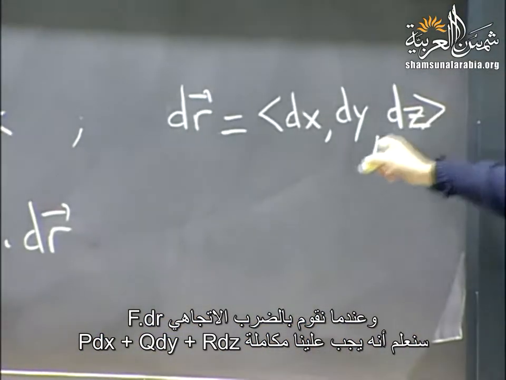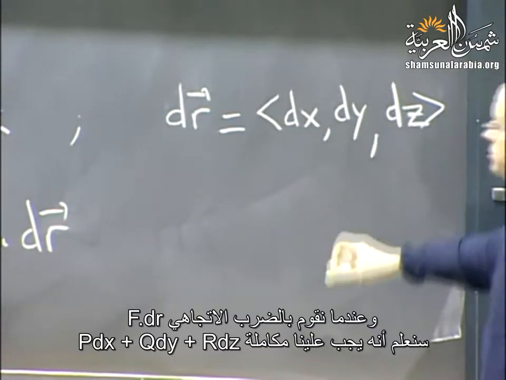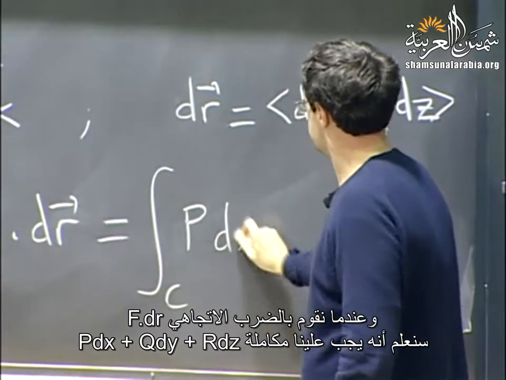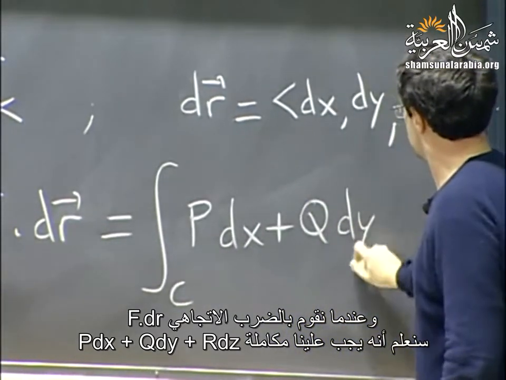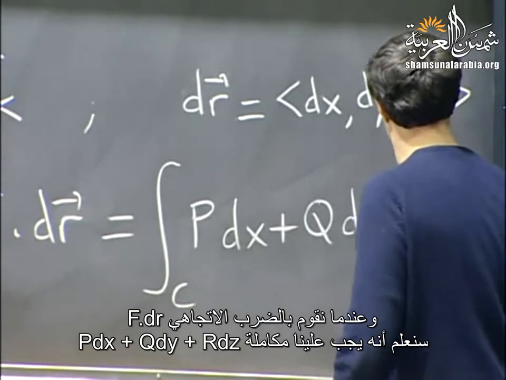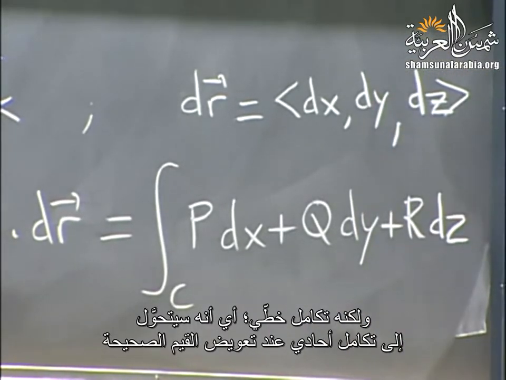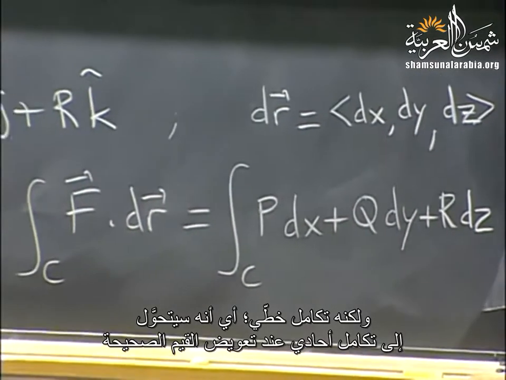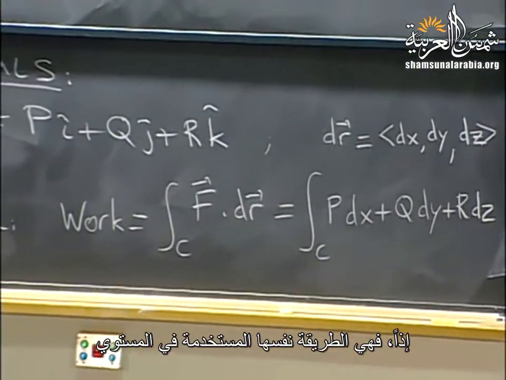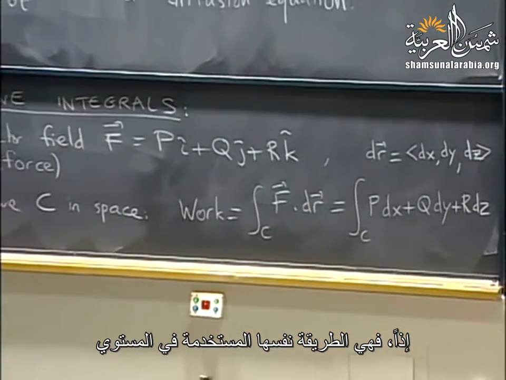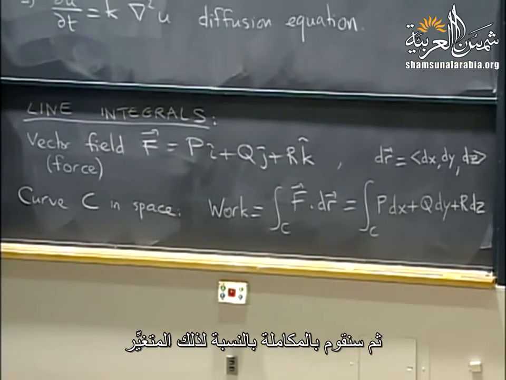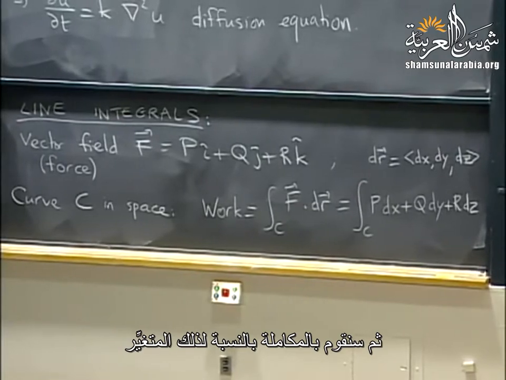So when we do the dot product of F with dr, that will tell us that we have to integrate P dx plus Q dy plus R dz. Okay, but it's still a line integral. So it's still going to turn into a simple integral, a single integral, when you plug in the correct values. So the method will be exactly the same as in the plane, namely we'll find some way to parameterize our curve, express x, y, z in terms of a single variable, and then we'll integrate with respect to that variable.